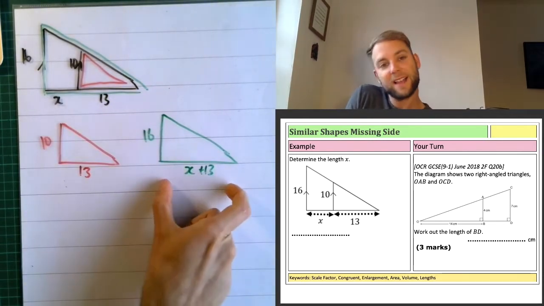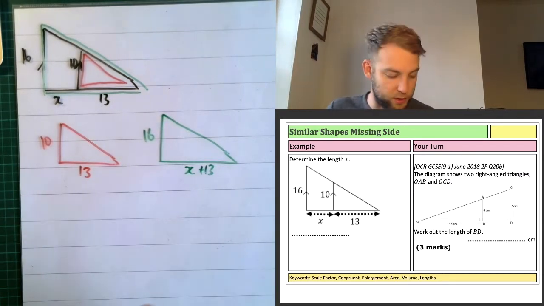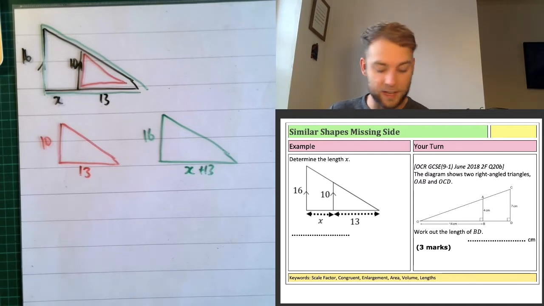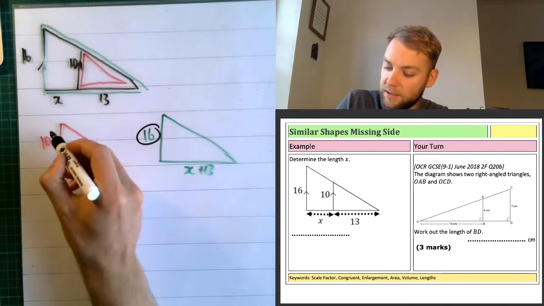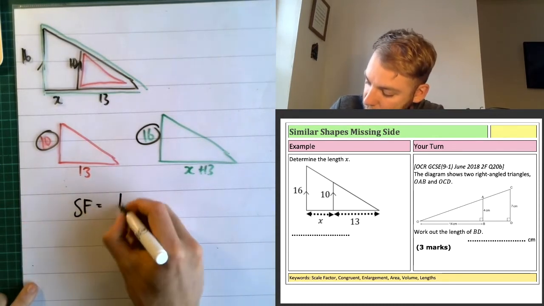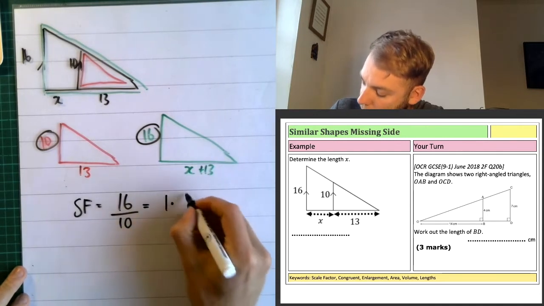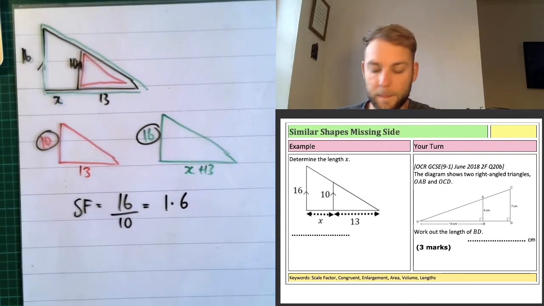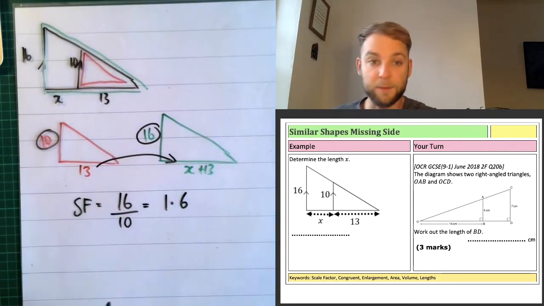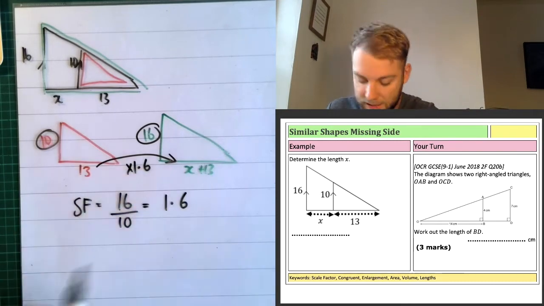Brilliant. Now notice that that's the new part, isn't it? Because we're starting to do things algebraically now. So the X plus the 13. So the first thing I do always is to work out what a scale factor is, which is going to be my larger similar side divided by my smaller similar side. So my scale factor is equal to 16 divided by 10, which in this case is going to be equal to 1.6. So I know that this one here is 1.6 times bigger. That's fine. So that means I'm timesing by 1.6.